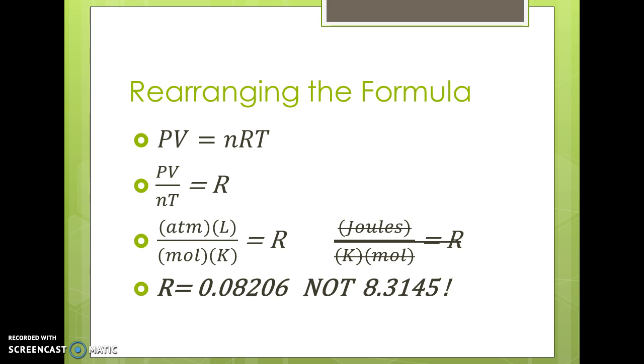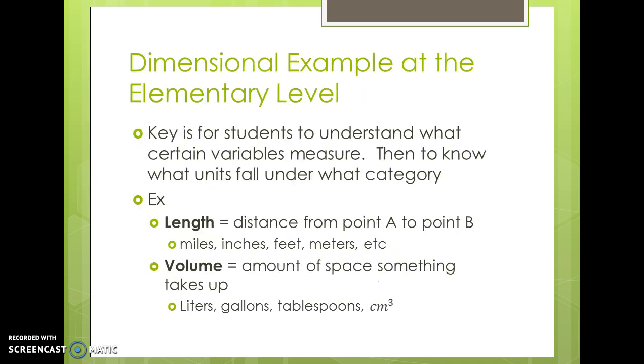If you're an elementary teacher, this might seem a little confusing, but hopefully my next example can help clear this up. At the elementary level, I would imagine we're not asking them to rearrange formulas, especially dealing with stuff like moles. But I think the key here will be for students to understand what certain variables they are measuring, and then to know what units fall under what category. So if they're dealing with length, they must know that that is a distance from point A to point B, and they should know that stuff like miles, inches, feet, meters, kilometers deal with length.